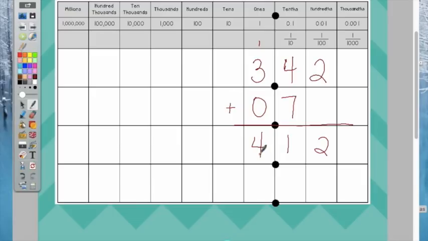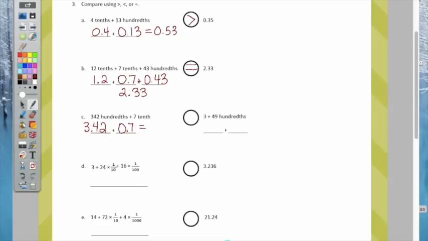So what's the answer? 4 and 12 hundredths. So I'm going to put 4 and 12 hundredths there. Now I've got 3 plus 49 hundredths. What's the answer to that? 3 and 49 hundredths. Okay. Now, do you remember, I know I said this more than once, sometimes you can just look at your whole numbers here. Which whole number is larger, 4 or 3? 4. The rest of it doesn't really matter. Okay?